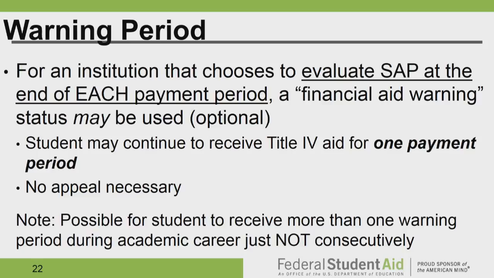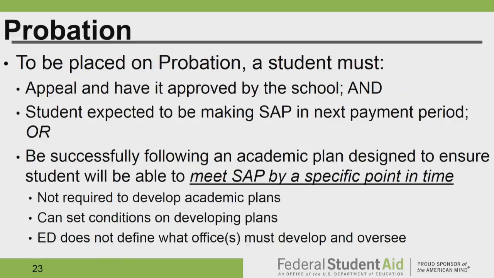You can limit how many warning periods exist for your students. Some schools say just one. Some say indefinite as long as they meet the requirements. Some have a number. Again, you have flexibility. Just make sure it's clear in your policy.